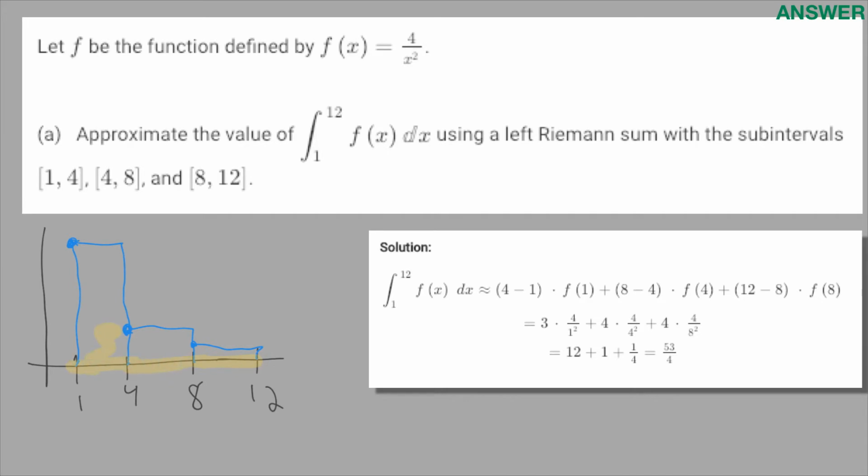So when you go to calculate the base times the height, the first base needed to be 3 units. The height is just the value of the left endpoint plugged into the function. So 1 plugged into the function gives you 4 over 1 squared. 4 plugged into the function gives you 4 over 4 squared, and 8 plugged into the function gives you 4 over 8 squared. And then again, like I said, the second 2 bases were each 4. So adding all those together, you get 53 quarters.